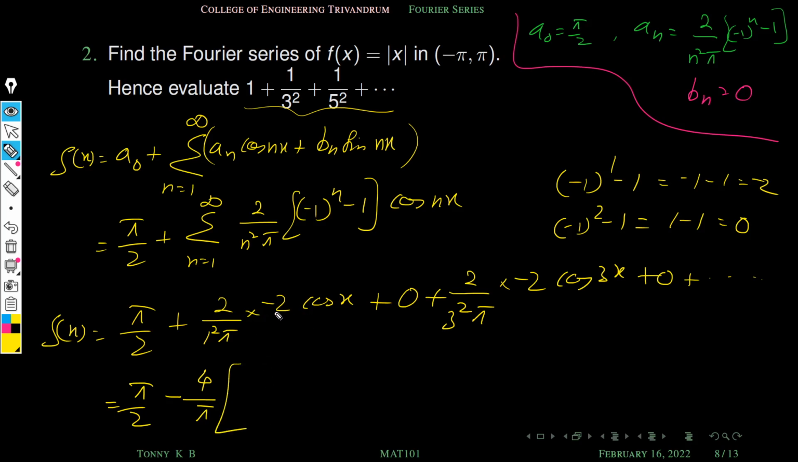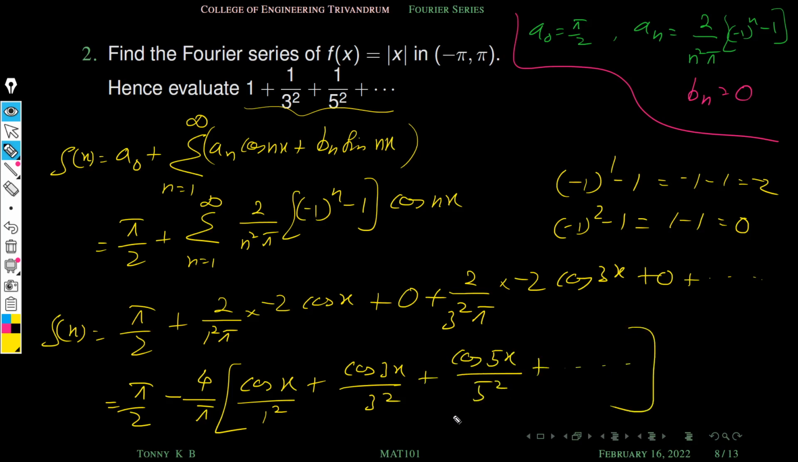And what is the remaining term? The first one is cos x, right? Cos x by 1 square. And the second non-zero term is from this one, that is cos 3x, right? Cos 3x by 3 square. What about the next non-zero term? That is cos 5x by 5 square plus etc. Clear?